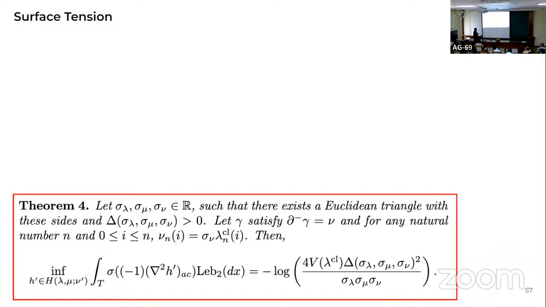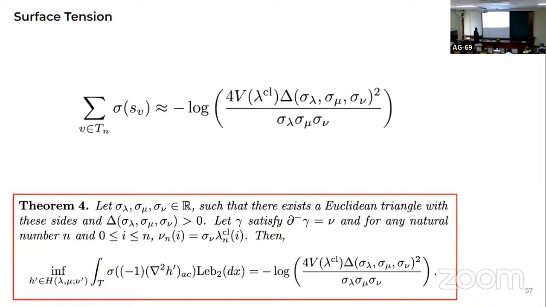Sigma x, sigma y, and sigma nu are the triangles we obtained. This denotes the area of the triangle, sigma lambda, sigma mu, and sigma nu. And this V lambda CL is a constant defined previously. So this is in a continuous form. We consider a discrete approximation of that to obtain the surface tension plot.